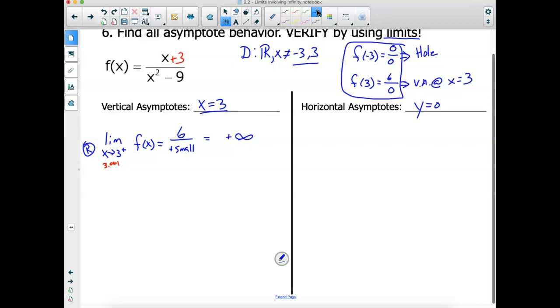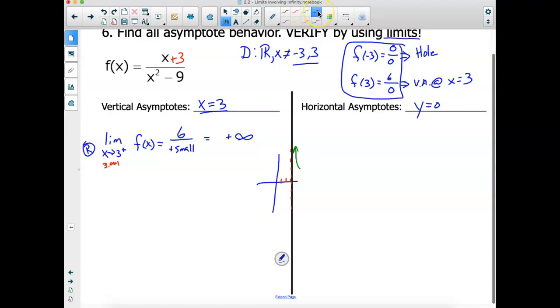So that tells me, when I'm looking at my graph, as I'm approaching this 1, 2, 3, that's going to be my vertical asymptote at 3. As I approach it from the right side, I'm going up. That's what it's telling me.